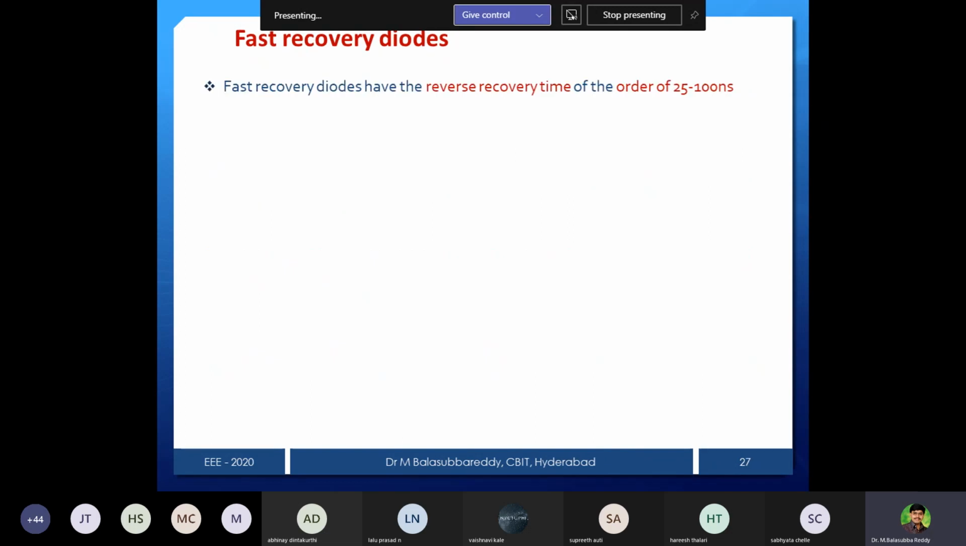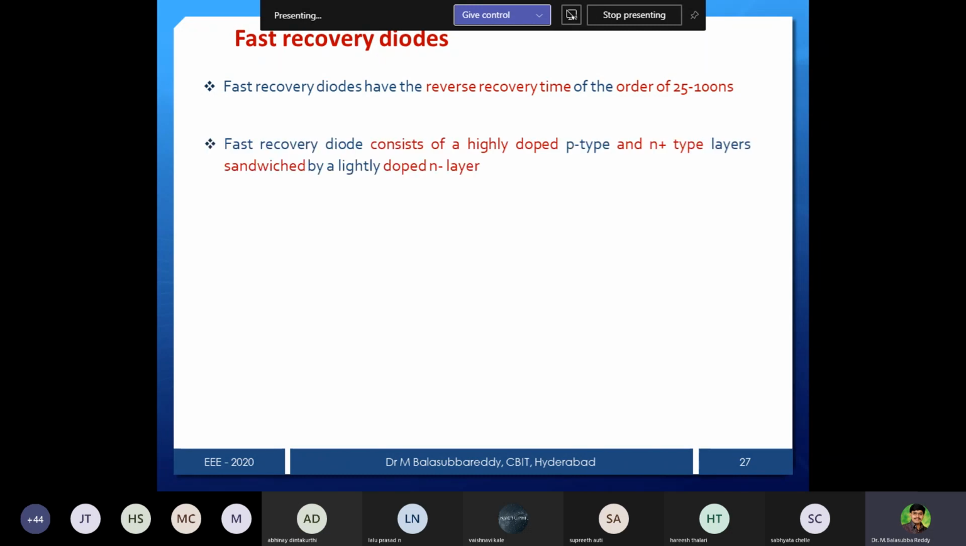For fast recovery diodes, the reverse recovery time is of the order of 25 to 100 nanoseconds. That is a fast reverse recovery time, and because of that we call them fast recovery diodes. They consist of a highly doped p layer and an n plus layer sandwiched by a lightly doped n minus layer. By this clubbing, the n minus layer is placed in between the highly doped n plus and p plus layers, and the thickness of the n minus layer is increased to increase the voltage blocking capability that we observed in the structure case.